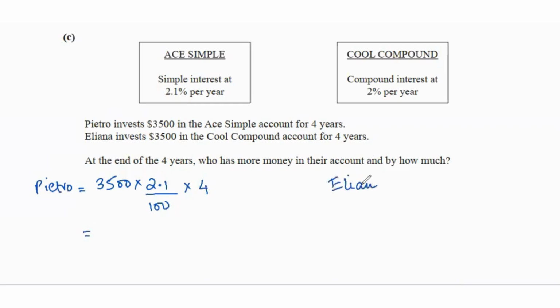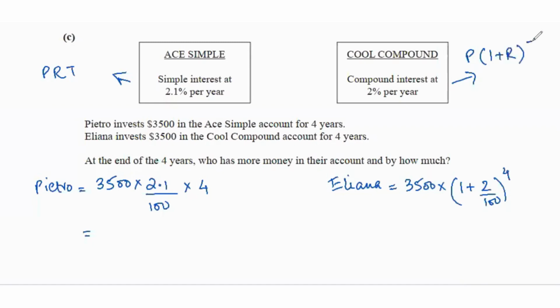Correspondingly for Aliana, it's going to be 3,500 times 1 plus 2 over 100 to the power of 4. Now the difference in the formula is because of the type of account. First is simple interest and this is compound interest. So simple interest has the formula of PRT, whereas compound interest has the formula of P times 1 plus R over 100 to the power of T. So this is your formula for compound interest and this is for simple interest.